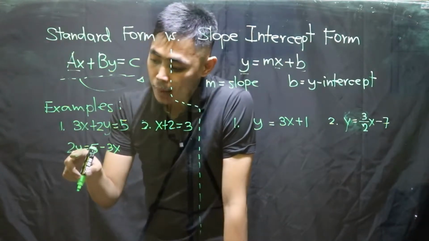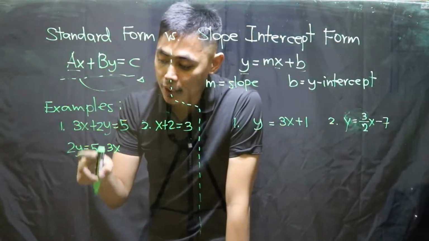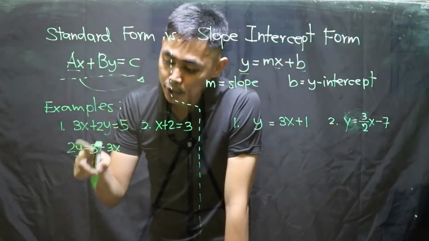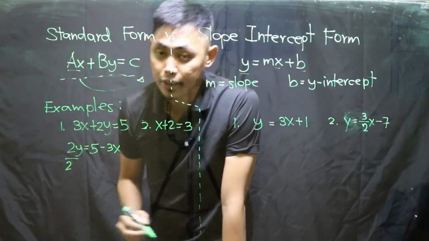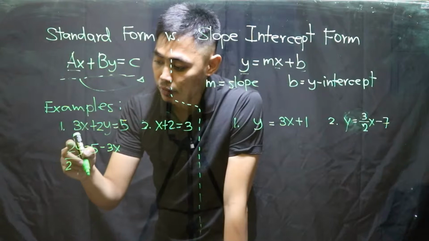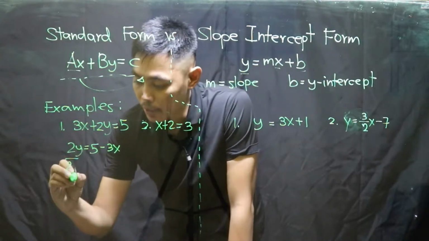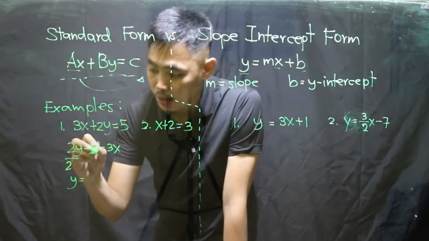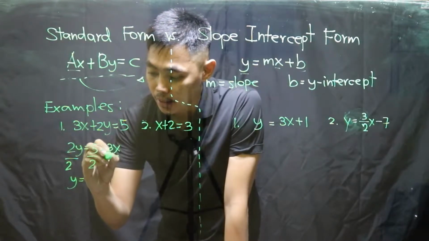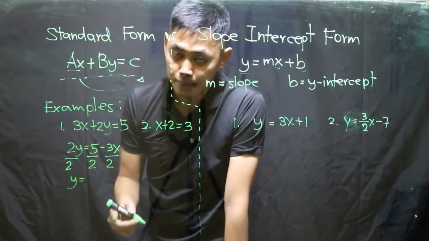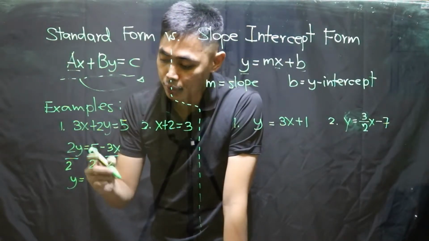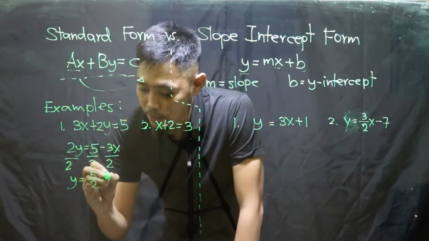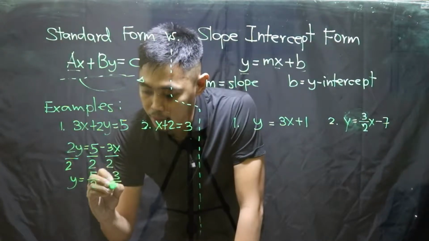Now, we need y to be the only variable on this side. So we will need to remove 2. And since 2 is multiplied to y, to cancel 2, we will need to divide. So 2 divided by 2 is 1, and we are only left with y. But in order to preserve the balance of the equation, we will need to divide each term also. Okay? So 5 over 2, we will just write it as 5 over 2, no need to simplify. And then we will just write minus 3 over 2x.